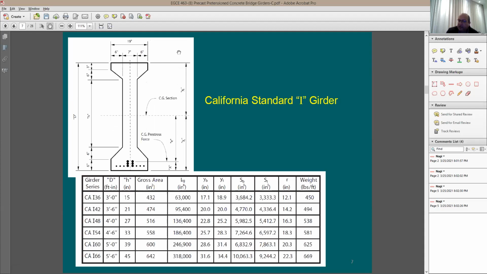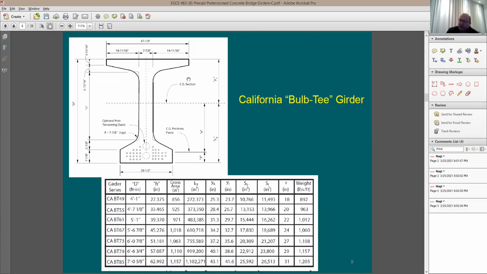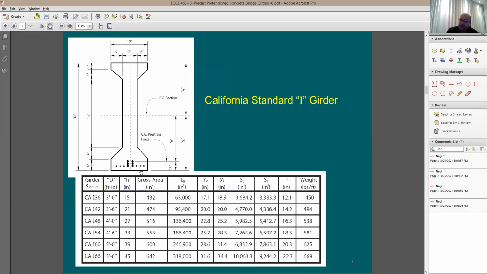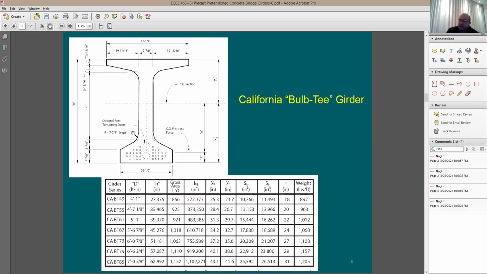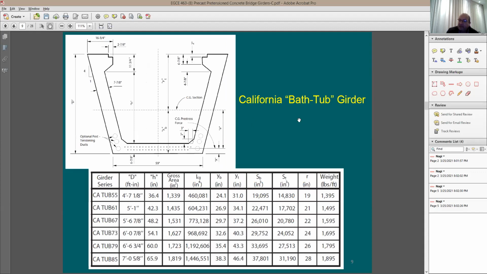Now you understand and have a feeling for the difference between this one and this one here. This one has more area for the compression, which means your A value is very small and your moment arm is larger. You have a big area here where you can put lots of strands, and here you have a much smaller area. So now it makes sense. It's a little bit more expensive, but it goes all the way to 150 foot span.